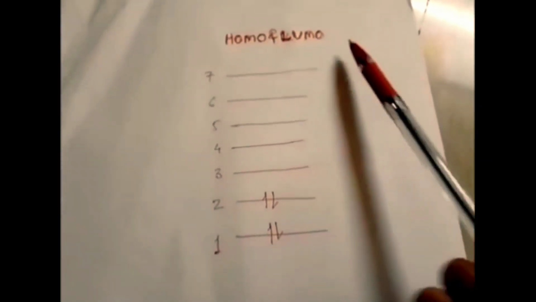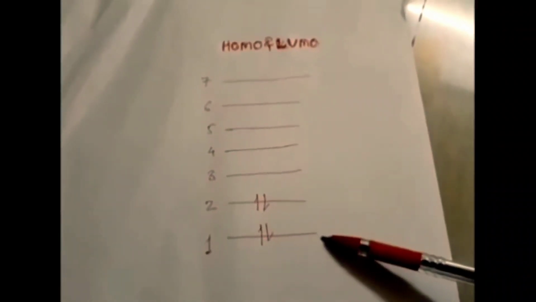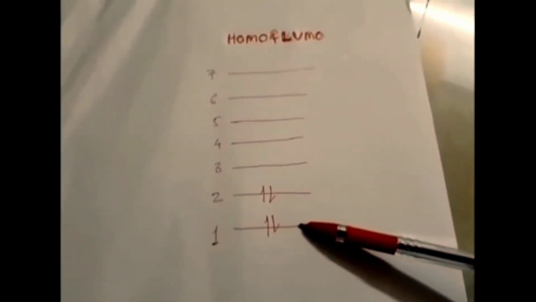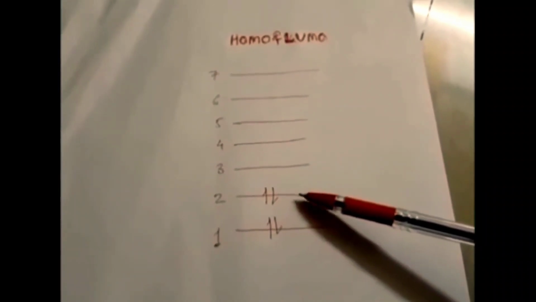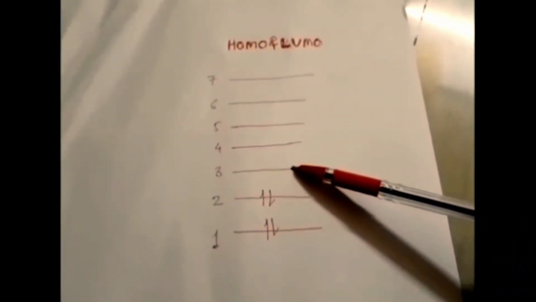So let us consider a situation like this. These are the various molecular orbitals. Orbital 1 is filled with 2 electrons. Orbital 2 is filled with 2 electrons, and orbital 3 is, suppose, vacant. Since 2 electrons are filled in this orbital, this one is the highest occupied molecular orbital. So in this situation, HOMO is this second orbital.